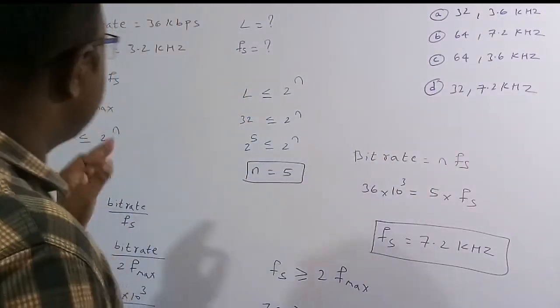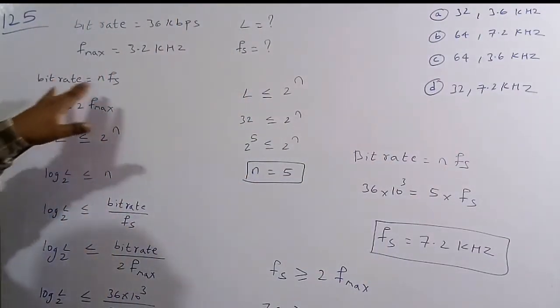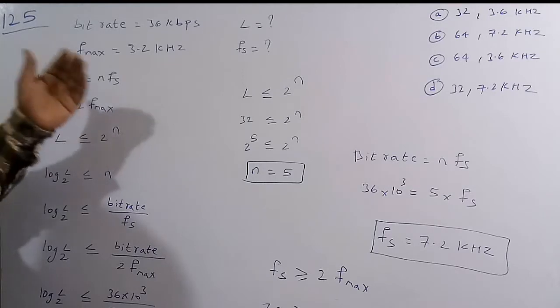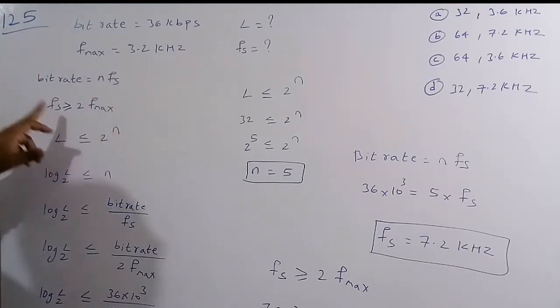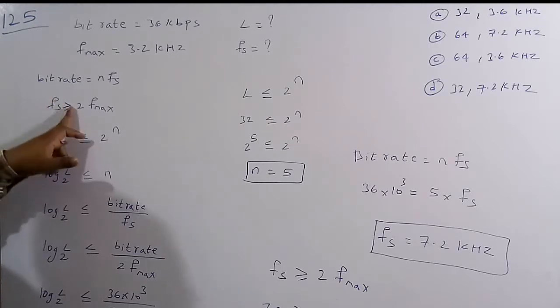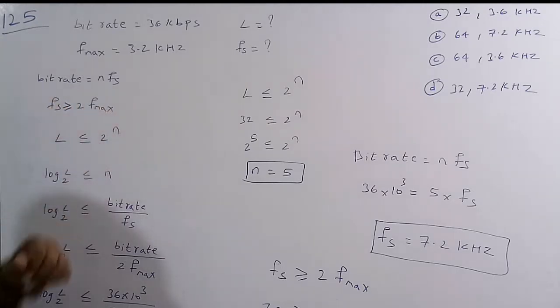So if you see carefully here, bitrate is equal to n into fs. This formula we have already used also. So bitrate is equal to n into fs, and the sampling frequency fs must always be greater than or equal to twice the maximum frequency.